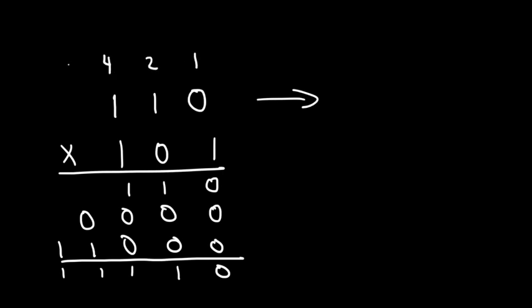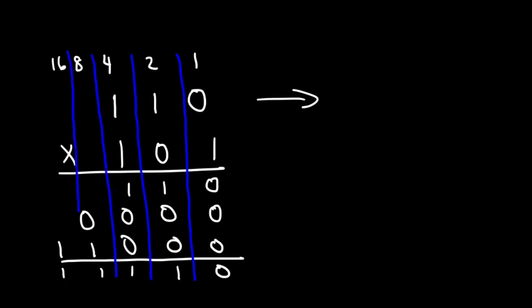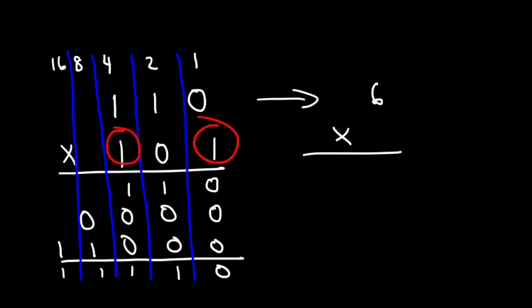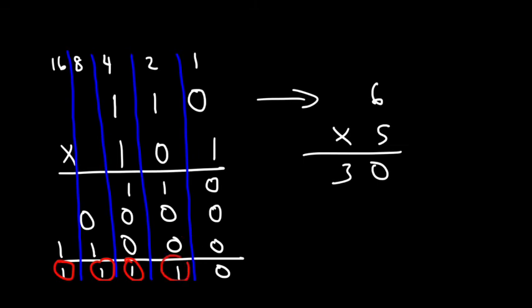This is going to be 1, 2, 4, 8, and 16. So let's put a line over here. Let's column this. 4 plus 2, which is 6. And this is 4 plus 1, which is 5. 6 times 5 is 30. So here we have 16 plus 8 is 24, plus 4, that's 28, plus 2 equals 30. So we get the same answer.